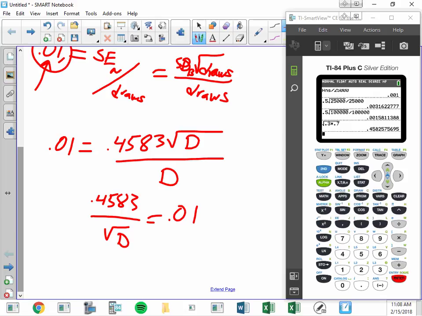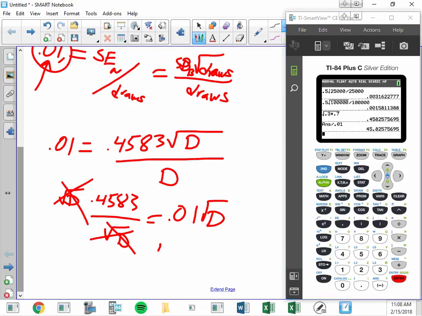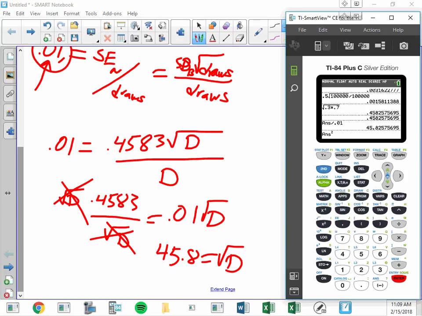So what do I do here? Multiply by the square root of D. Now what? Divide by 0.01, and I get 45.8 equals the square root of D. How do I solve for D? Square it. And I get 2100. What does that mean? If you make 2100 draws, assuming that 30% is correct, you will get a standard error percentage of 1%.